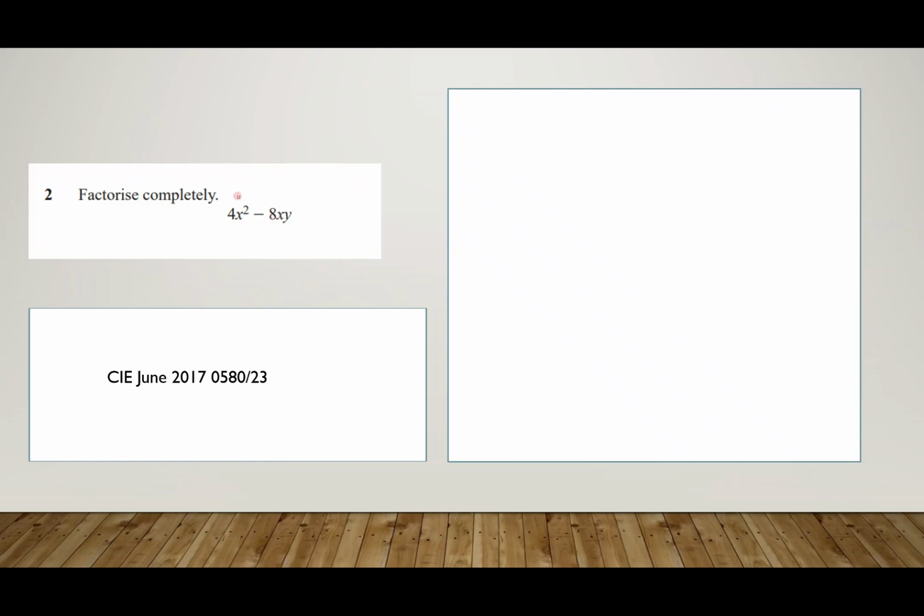Now, the first thing we need to do is to identify the common factors of the two terms that we've been given. So we've got two terms, 4x squared and 8xy. The easiest thing to do is to start with the numbers and then have a look at the variables. So the numbers 4 and 8, we're looking for the highest common factor of 4 and 8. Hopefully you can spot that the number 4 is the highest common factor. That means that we can divide both 4 and 8 by 4.